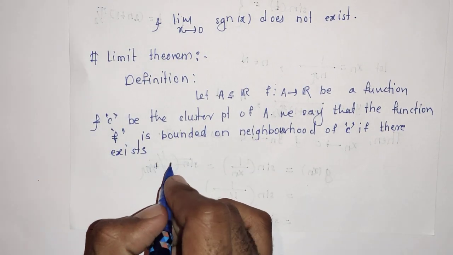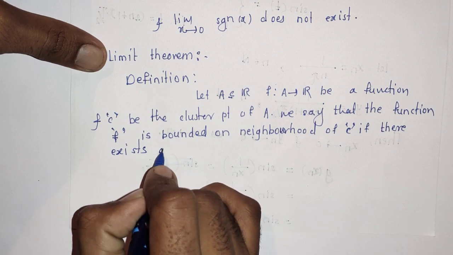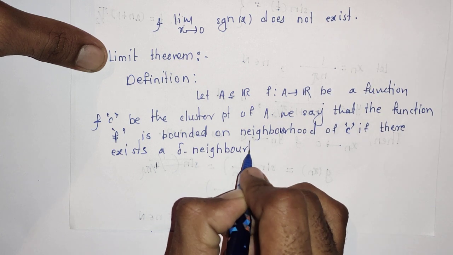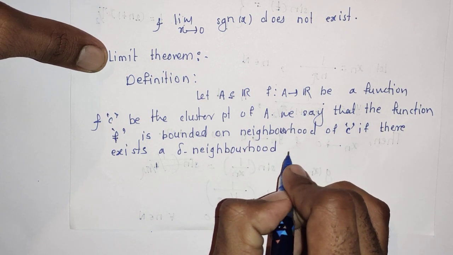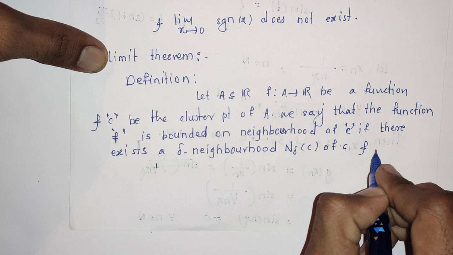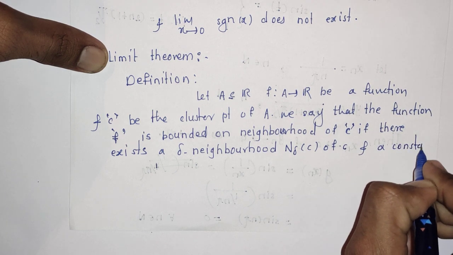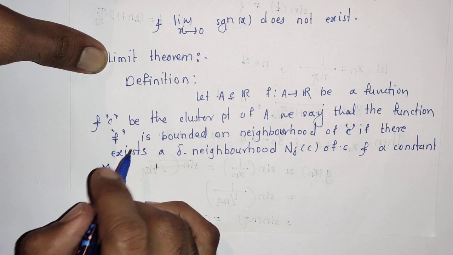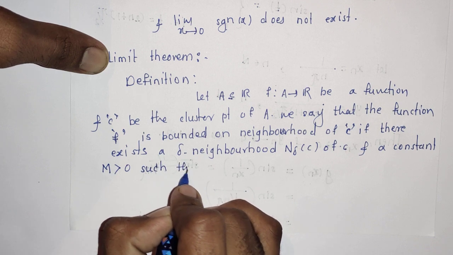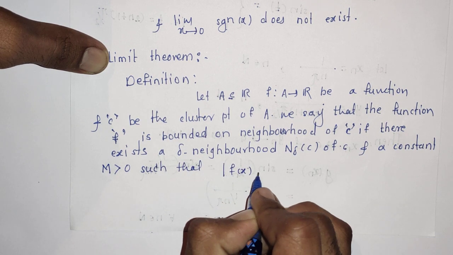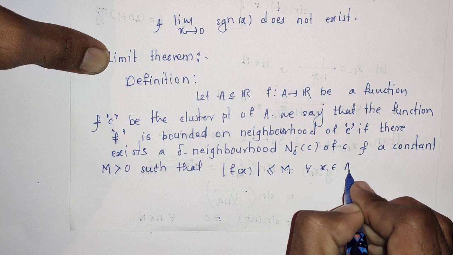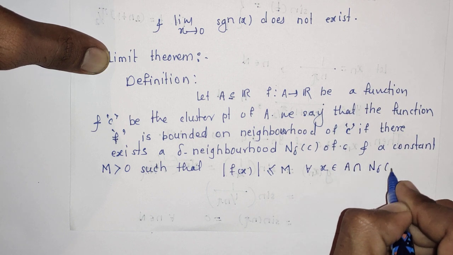a delta neighborhood of c, and a constant m, which is a positive number, m greater than 0, such that mod of f of x is less than or equal to m for all x belonging to A intersection the delta neighborhood of c.